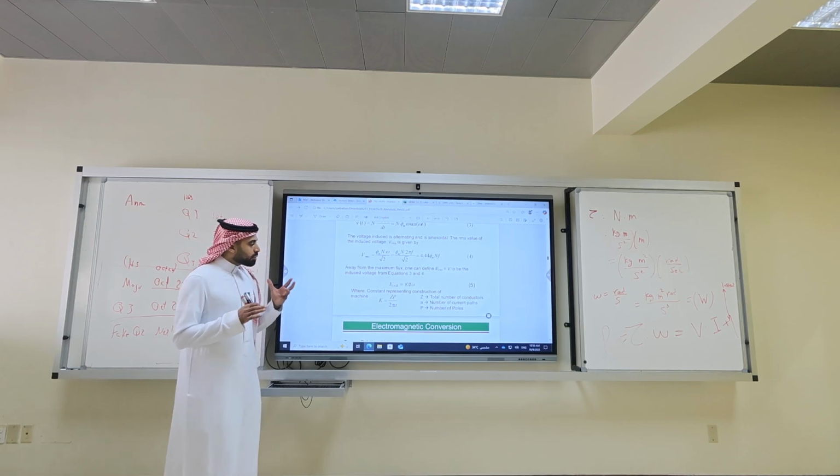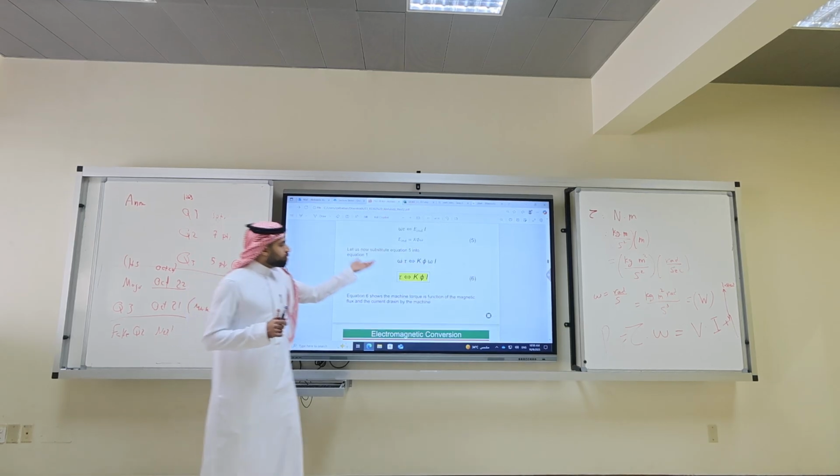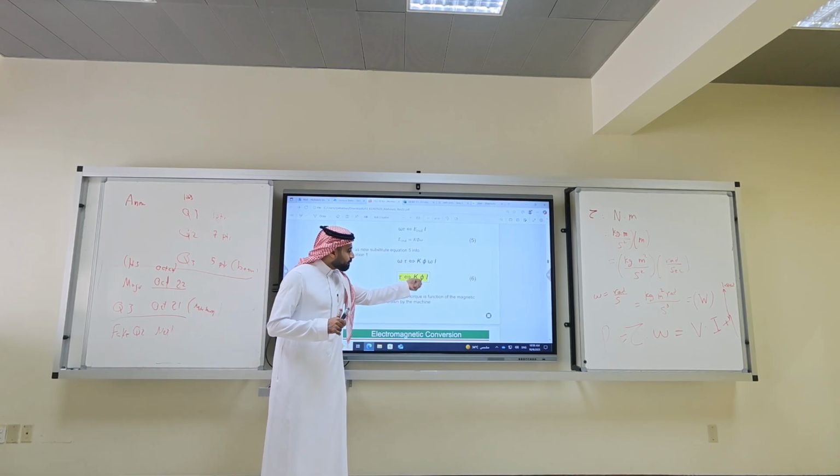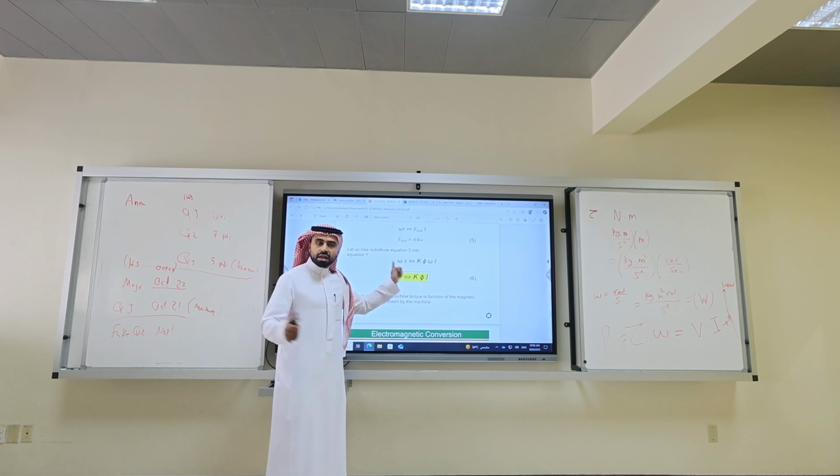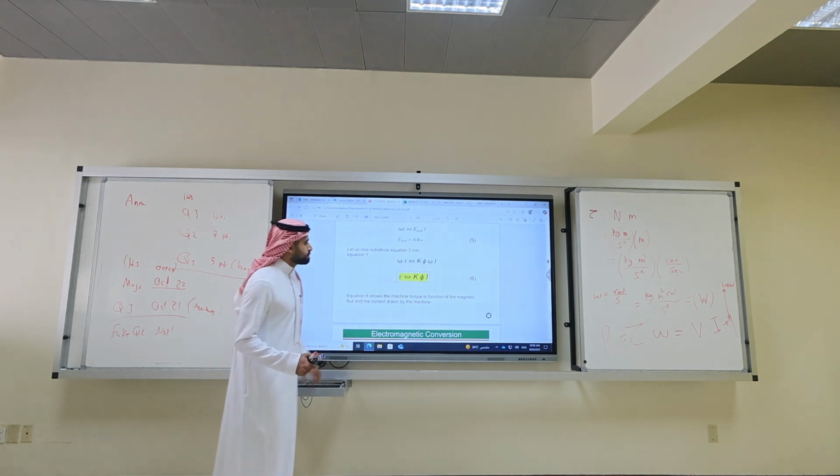The point here is what I want you to learn: to increase the torque, I increase the flux or current, or I change the parameters in the machine. That's what matters.